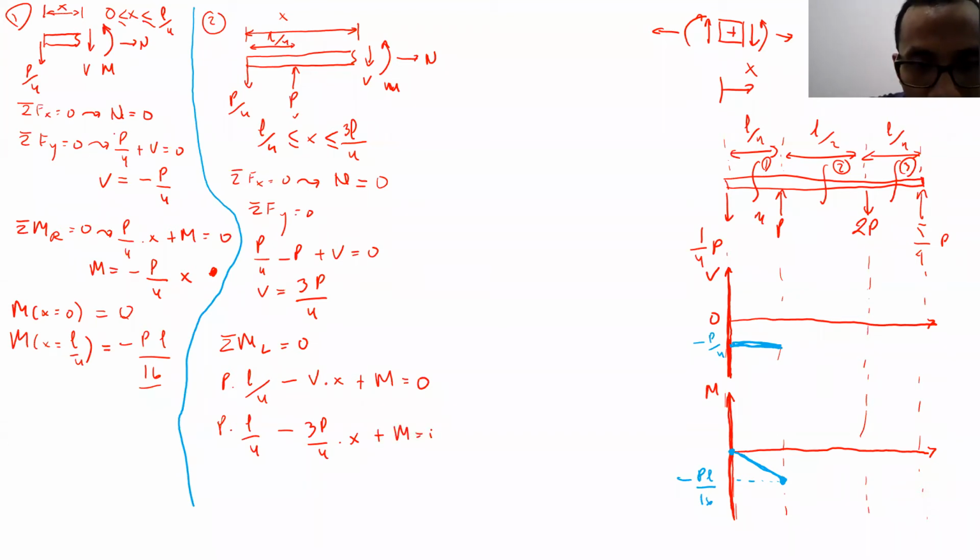Plus m equal to 0, right? Like this, right?